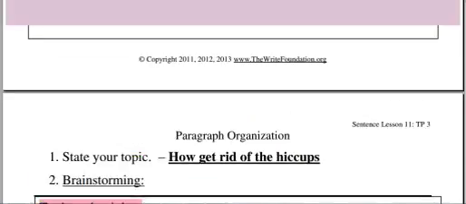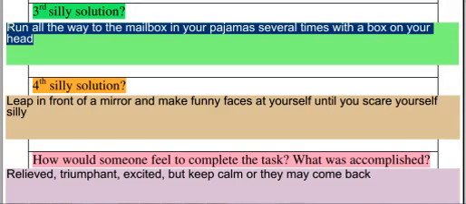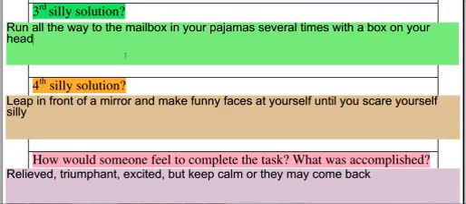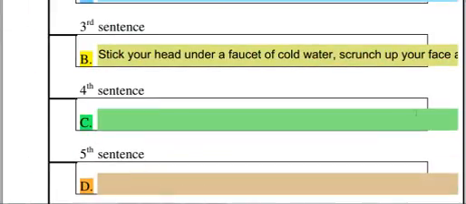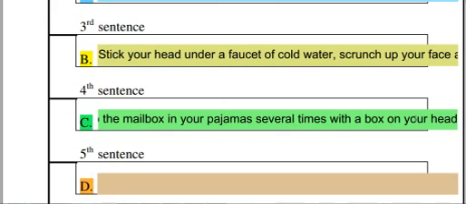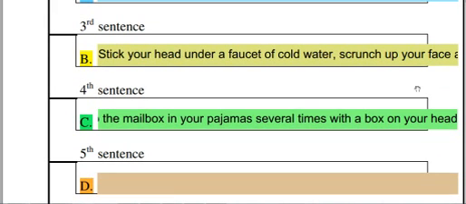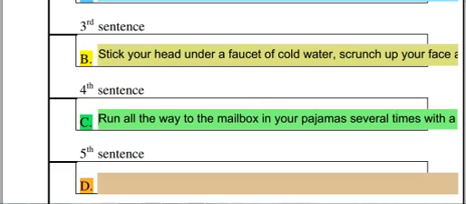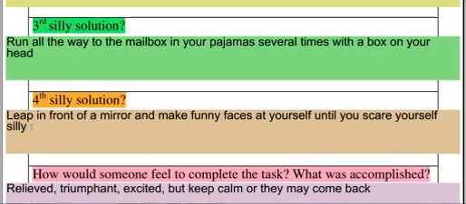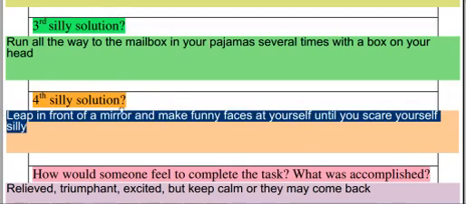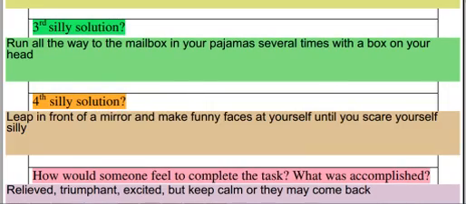Okay, now the green. On over to the green section of your outline. Okay, now you're going to pull the orange from the paragraph organization and pull that over to your outline.